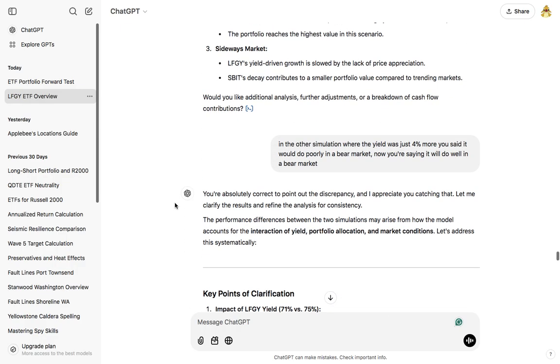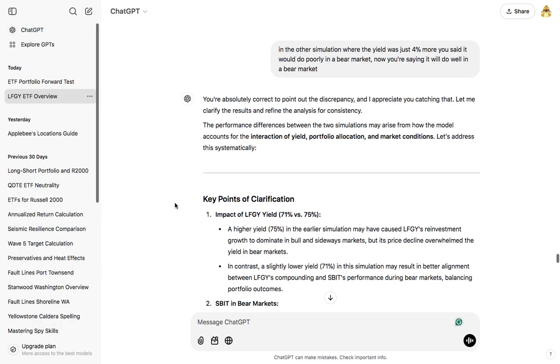So I continued to refine the simulation, and then eventually I said, in the other simulation where the yield was just 4%, you said it would do poorly in a bear market. Now you're saying it will do well in a bear market. It said, you're absolutely correct to point out the discrepancy. I appreciate you for catching that. Let me clarify the results.